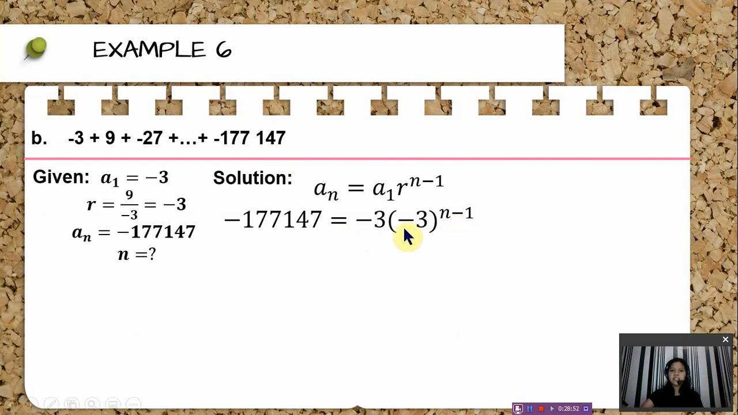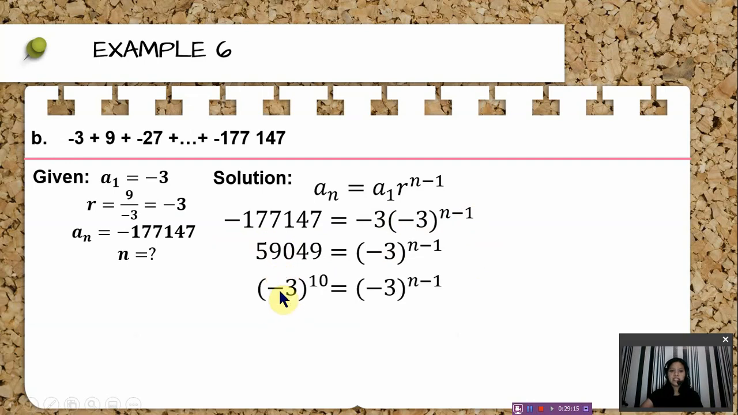First step is divide both sides by the constant negative 3. So we will get 59,049 is equal to negative 3 raised to n minus 1. Now, we need to get the equivalent value of this one that has a base of negative 3. So, that would be negative 3 raised to 10. So, negative 3 raised to 10 is equal to 59,049.